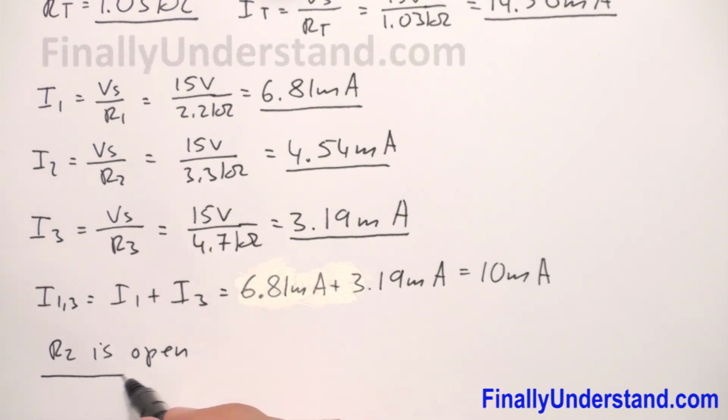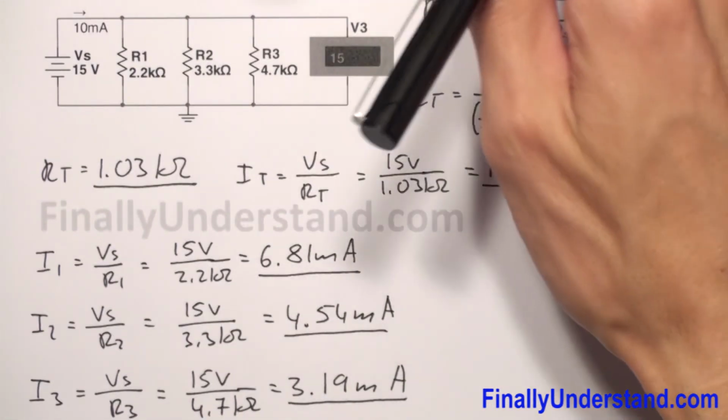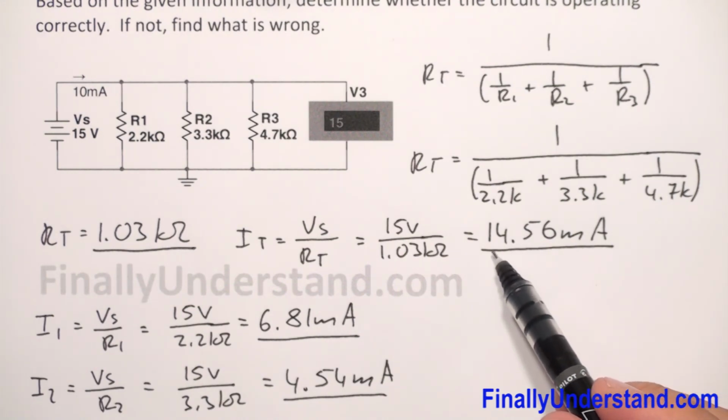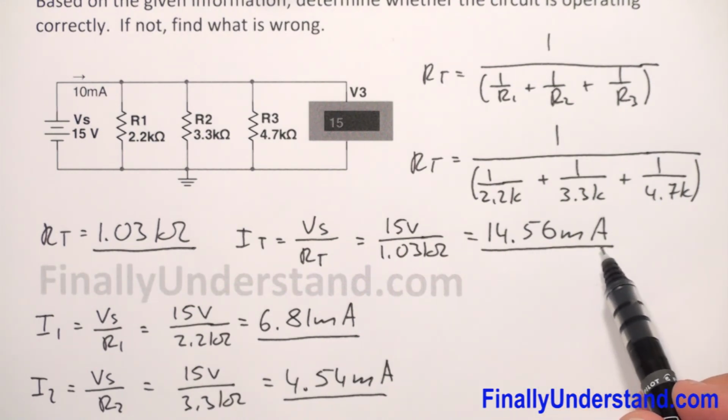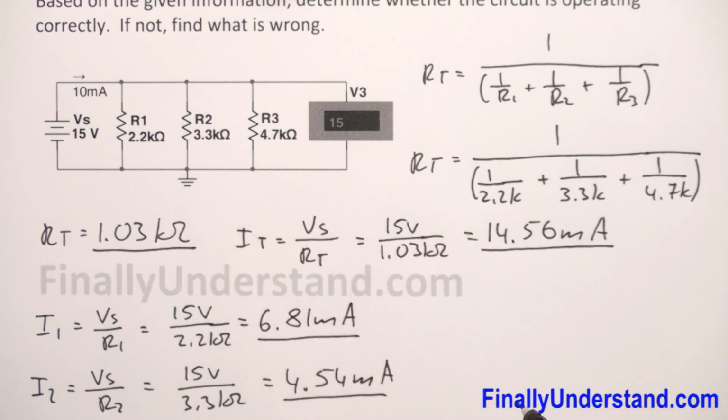If you want to make the circuit work properly, and a circuit which has to generate the current 14.56 milliamps, it means that this resistor has to be replaced by a new one. So I can say that the problem is solved.